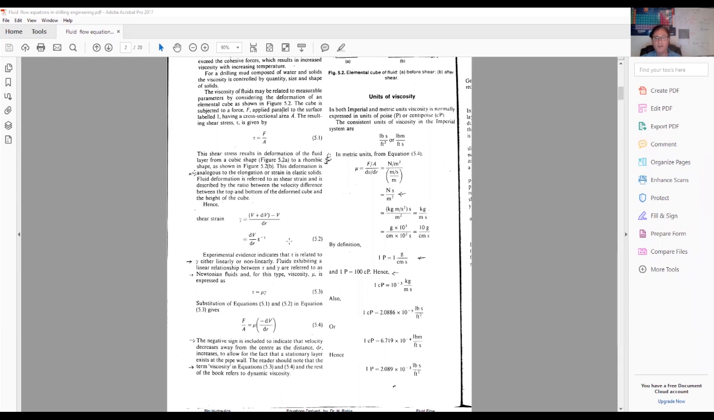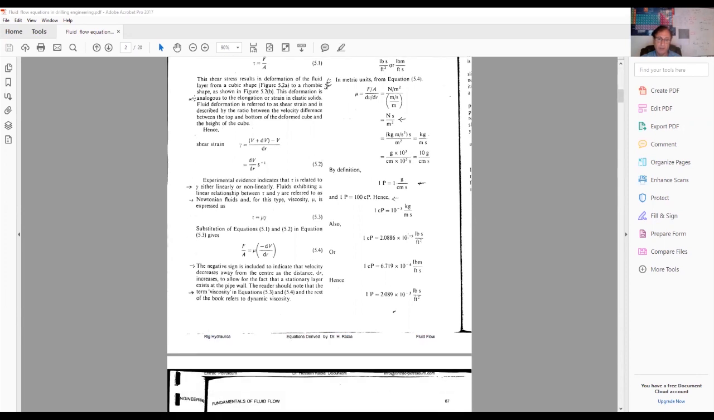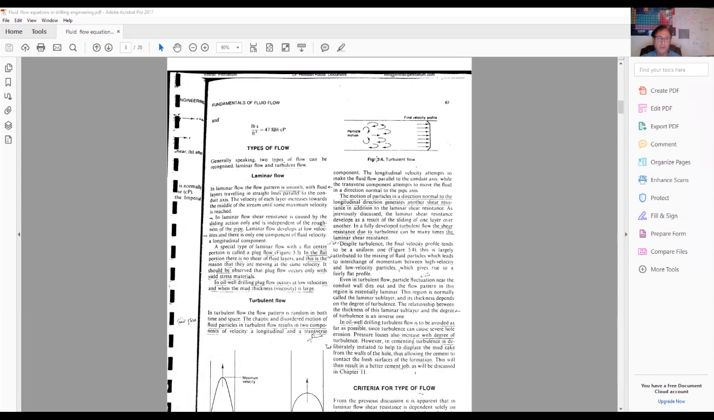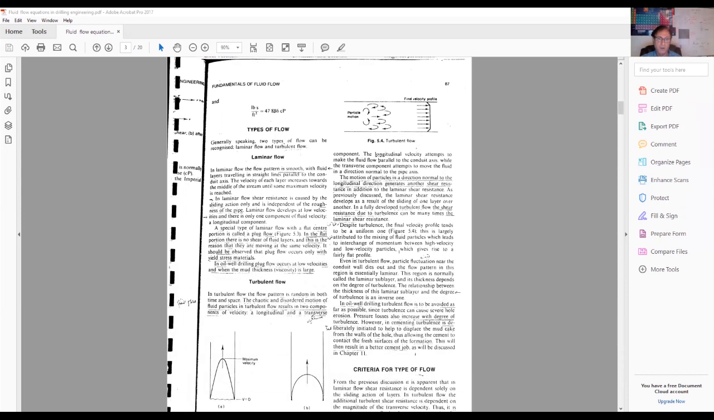And the most important thing for you guys is to understand that viscosity has a unit of poise, and poise is a very large unit, so we use centipoise. And it shows you how we derive those in the various metric and the imperial system. Imperial system meaning the oil field units. And then I go on to talk about the types of flow.